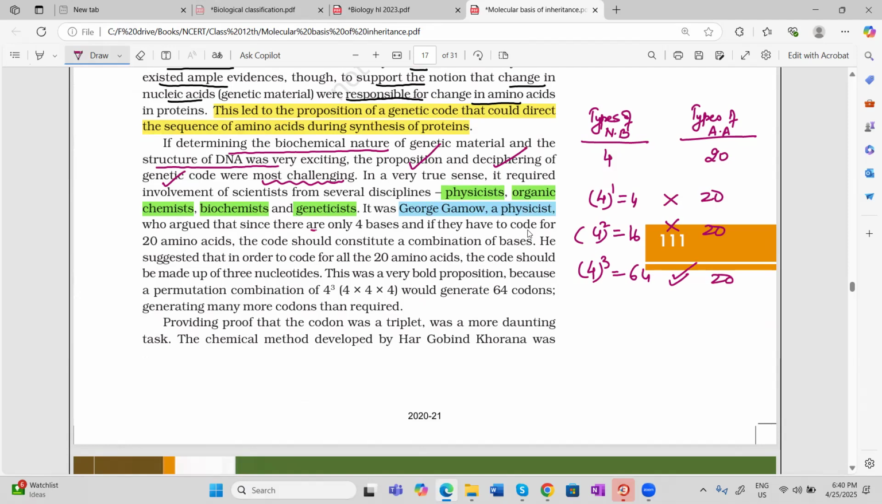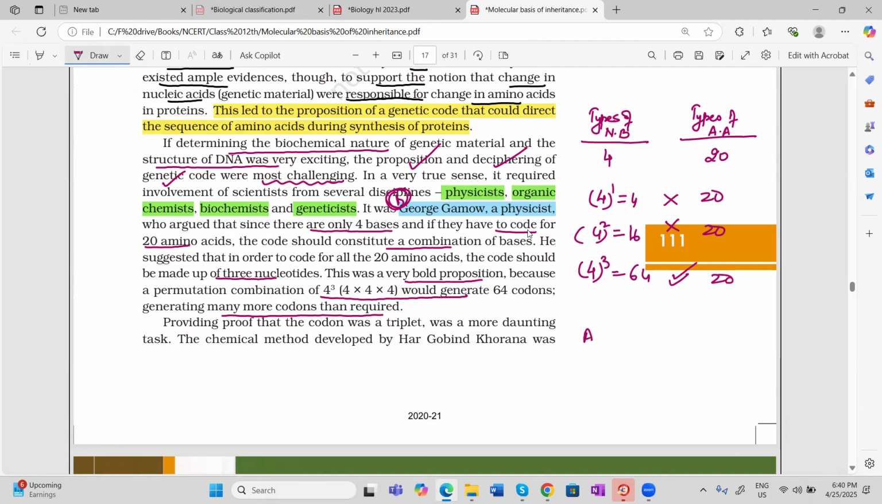So he said that if there are only 4 bases and they have to code for 20 amino acids, there should be some combination. And he said it should be made up of 3 nucleotides, meaning a set of 3 is one genetic code which codes for one amino acid. And this was a very bold proposition because it generates 64 codons, more than required. So please learn, the first scientist George Gamow gave the bold proposition, the permutation combination of 4 raised to power 3 will code for one amino acid. This will generate the codons.